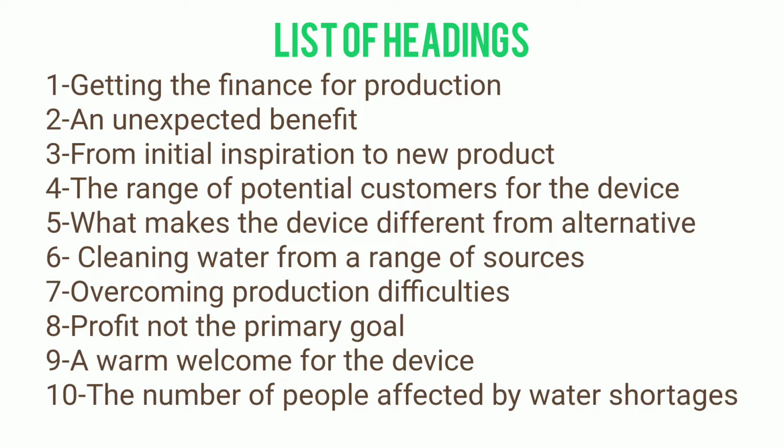A warm welcome for device. There is a device, so it has come up in 1990 or after 1990, so let us keep this option open. And then the last one is the number of people affected by water shortage. Nothing about water shortage they are talking about, so let's eliminate option number 10 also. So by applying this elimination method, we call it POE, process of elimination method, we now have heading number 3 and heading number 9. Yes, these 2 headings are open and the rest we have closed.